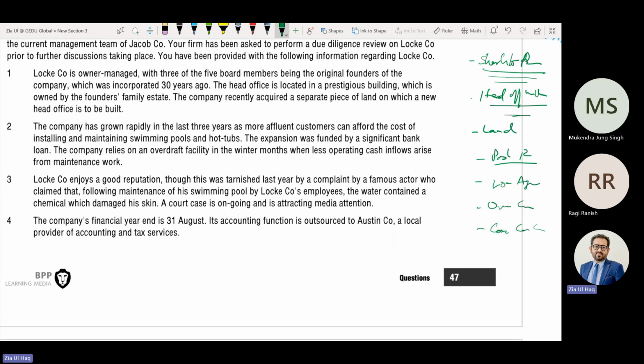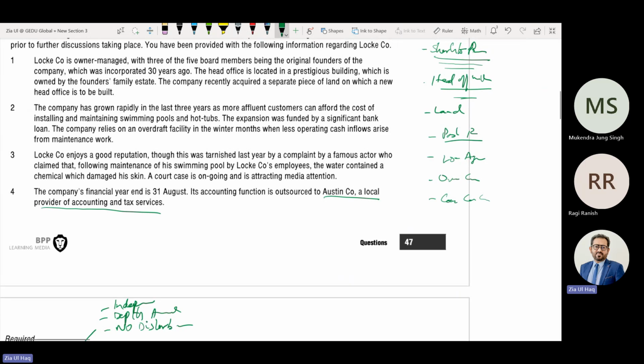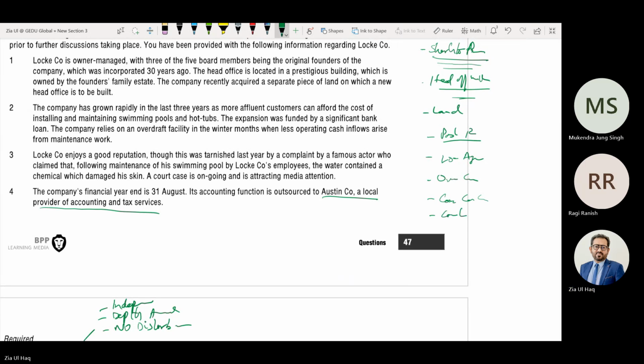And the company's financial year end is 31st August. Its accounting function is outsourced to Austin Company, a local provider of accounting and tax services. The company has outsourced its accountancy and tax services to an accountancy company, so we need the contract with Austin Company. Because after acquisition, if we want to run these accountancy and taxation services in-house through our staff, we need to know whether we need to pay any contractual breach damages or not.